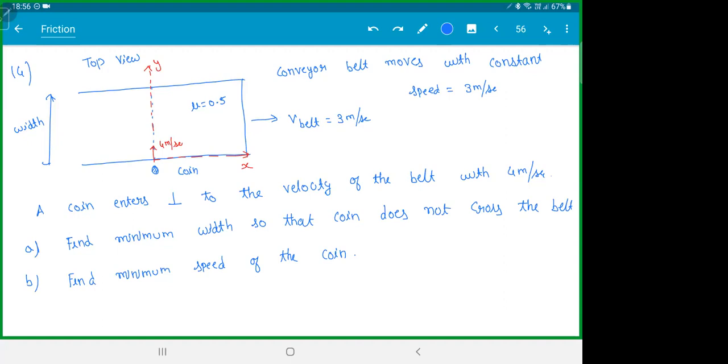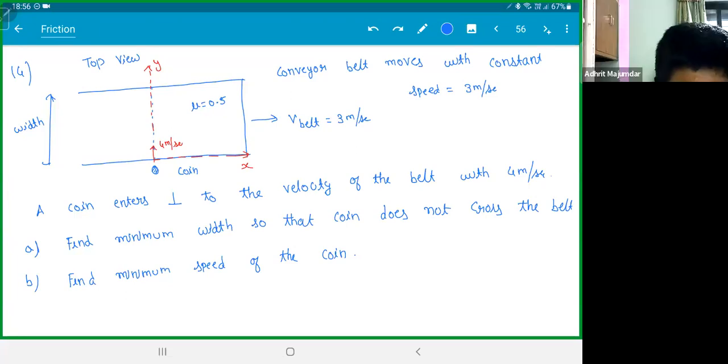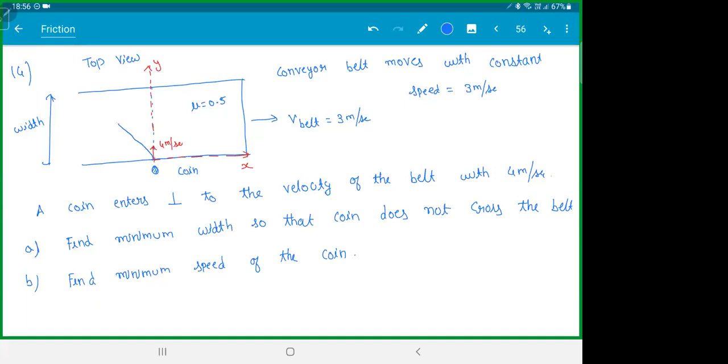Aryan, the answer to the B part, think about it, it's logical. One thing, tell me everyone. Finally, when the coin stops, what will its speed be? 3 meters per second, right? As the coin slides, something happens, it will stop. It will go with the speed of the belt, isn't it? The final speed is 3.